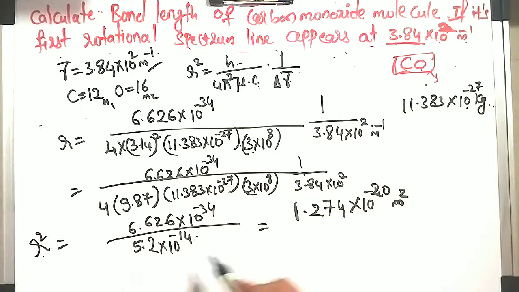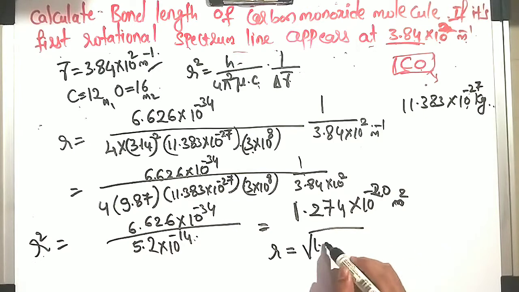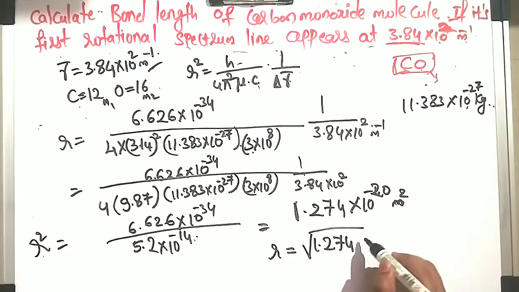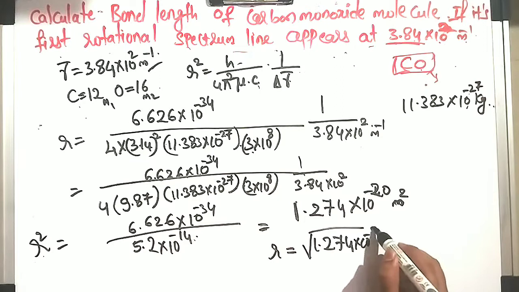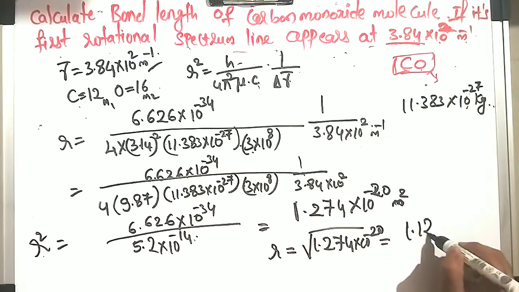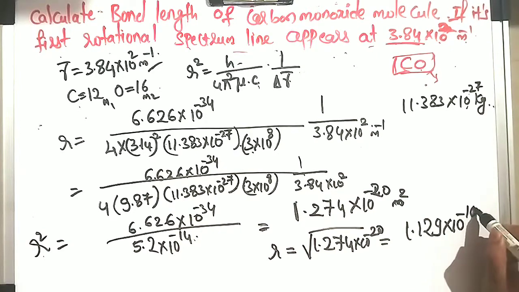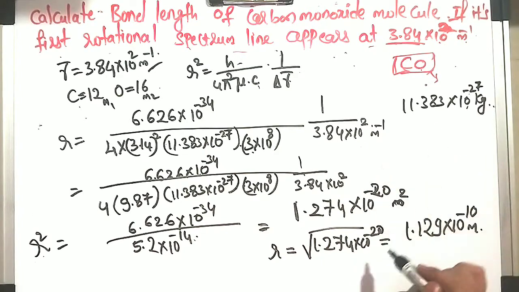So we have r square. Now we should get r. So what will we do? Take the square root of 1.274 into 10 to the power of minus 20. So what we get here is 1.129 into 10 to the power of minus 10. The unit is meter. Okay, so I hope you have understood.